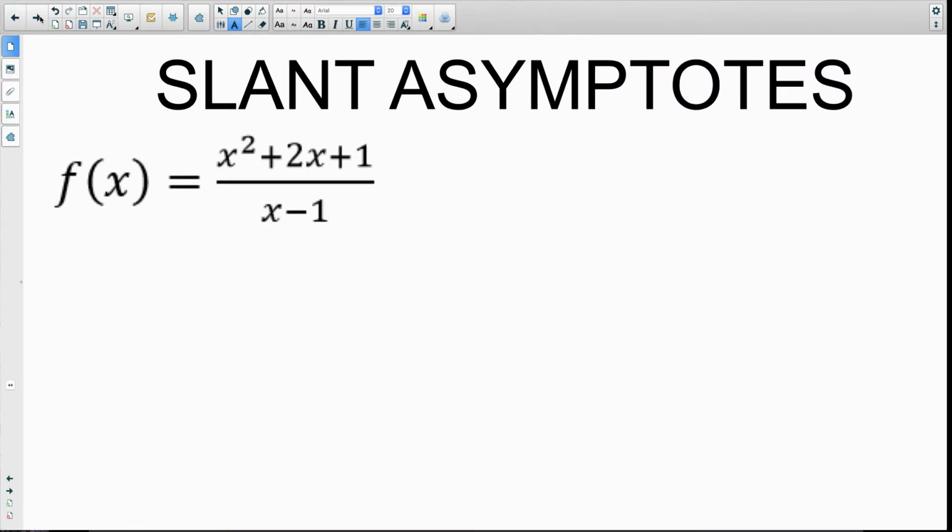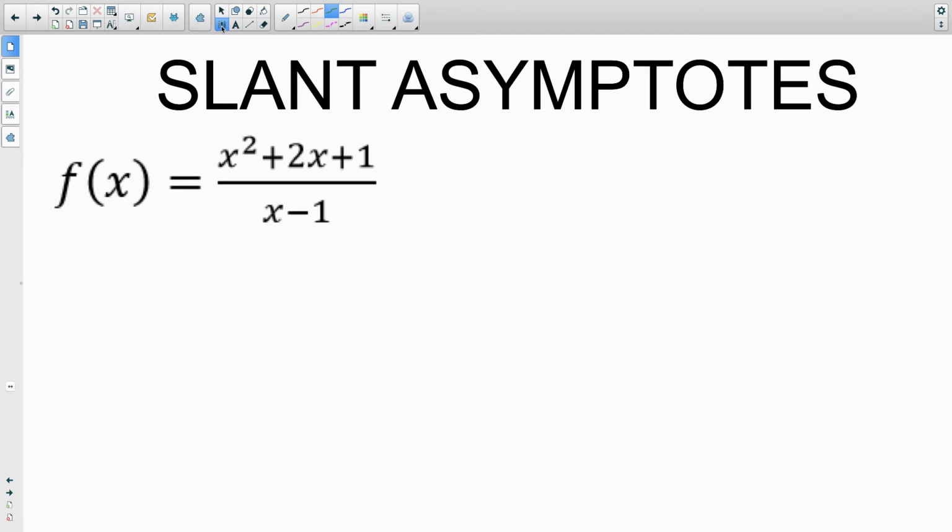So the one type of graphical characteristic that we haven't talked about is the existence of a slant asymptote. If you haven't seen the video or written the notes down about horizontal asymptotes, I'd encourage you to go back and do that first. I would also encourage you to go back and look at the stuff that we did on vertical asymptotes as well.